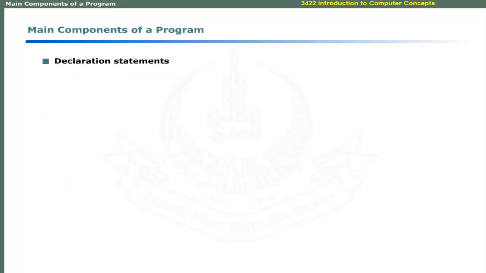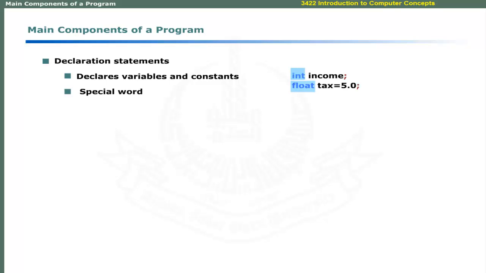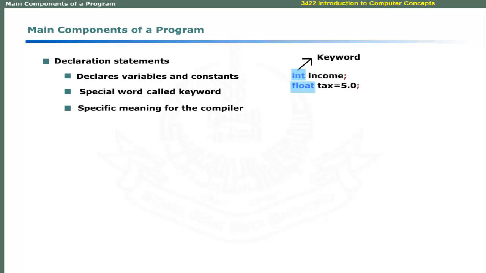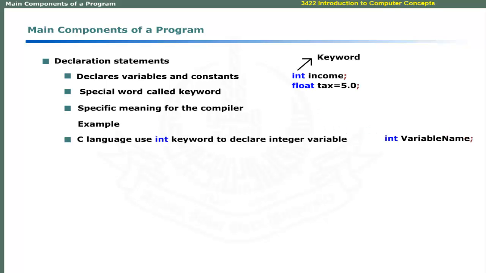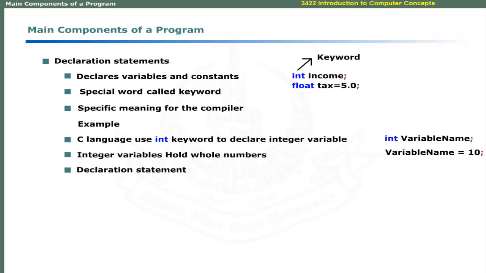Declaration statements are used to declare variables and constants. Computer languages provide special words for declaration statements. These are called keywords and have specific meaning for the compiler software. For example, C language provides the int keyword to declare integer variables that can hold whole numbers. The declaration statement may look like this: int keyword followed by the name of variable terminated by a semicolon.